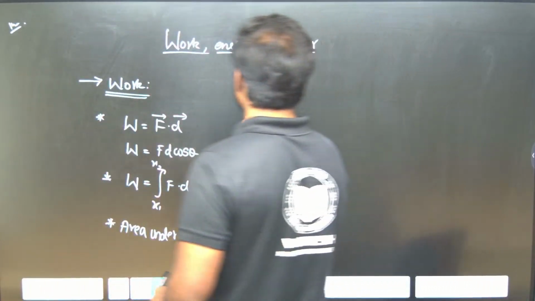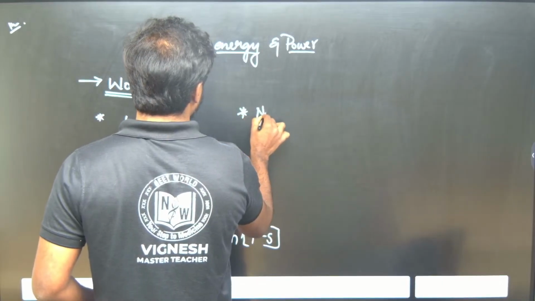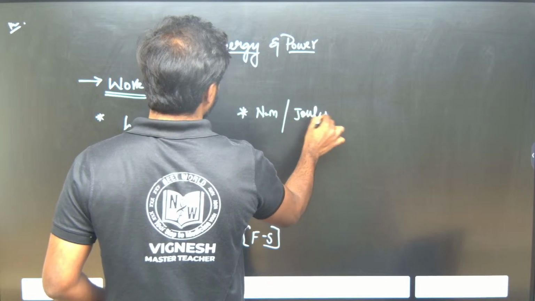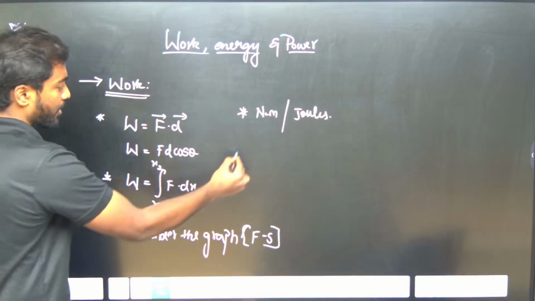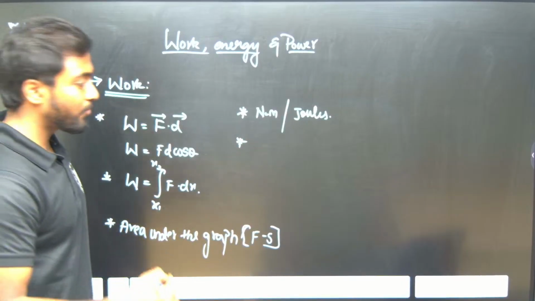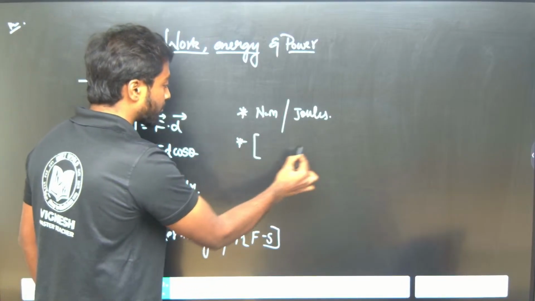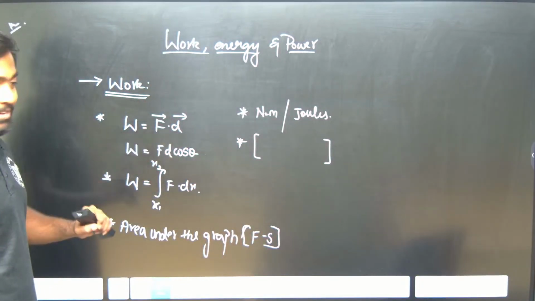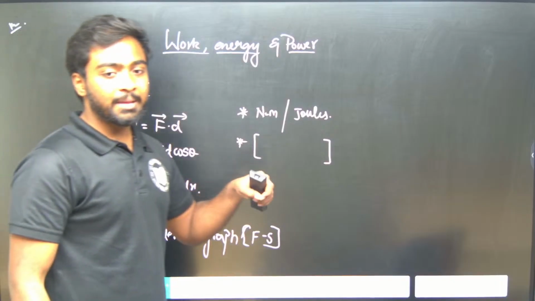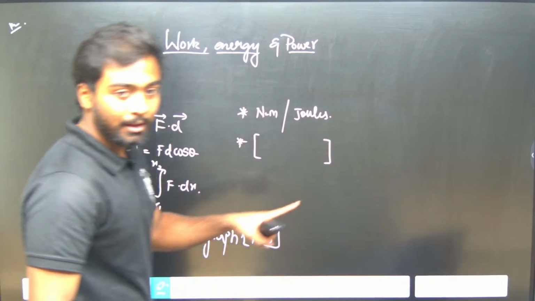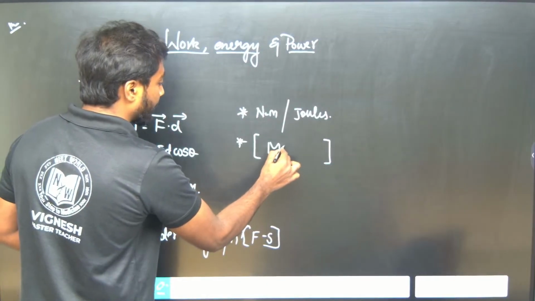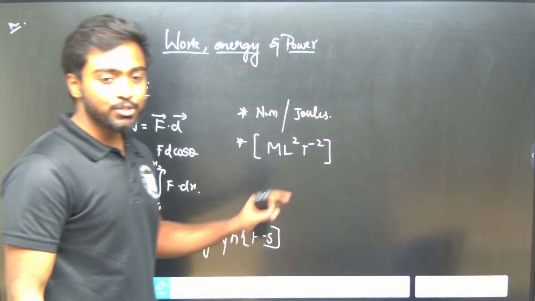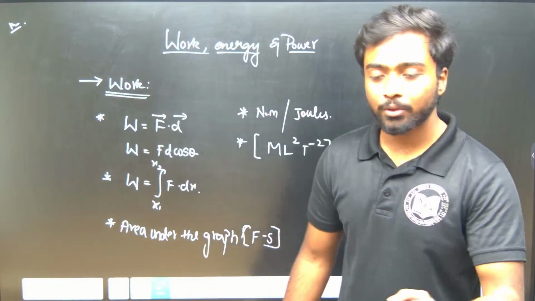The SI unit is either Newton meter or joules. What about the dimensional formula? First thing we should know is that the dimensional formula is denoted in square brackets. Force is M L T power minus 2 and displacement is L, so it is M L square T power minus 2. These are the basic things we should know before entering into the questionnaire session.